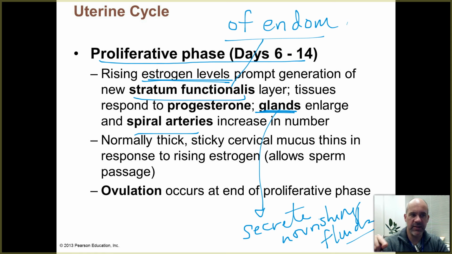All right, estrogen stimulates the cervical mucus that forms the plug over the external os, the opening into the cervix. These estrogens thin that out, and that allows sperm to pass. And this is the time of the cycle when you want that to happen, because ovulation is going to happen right around day 14.